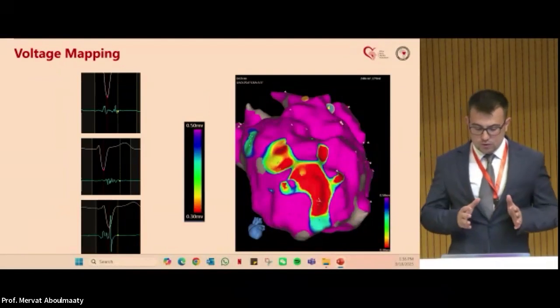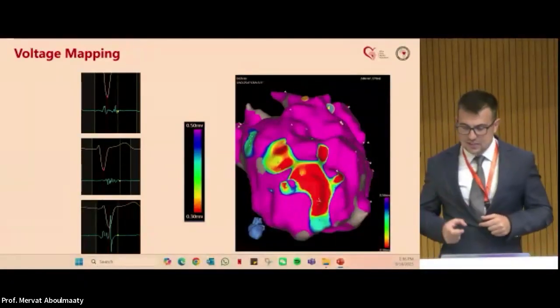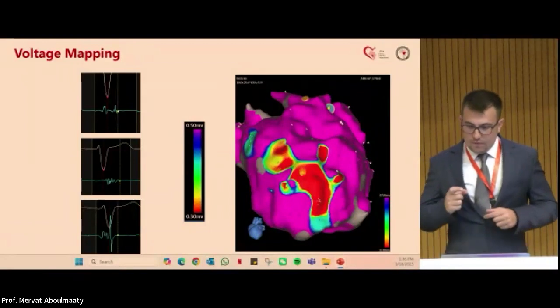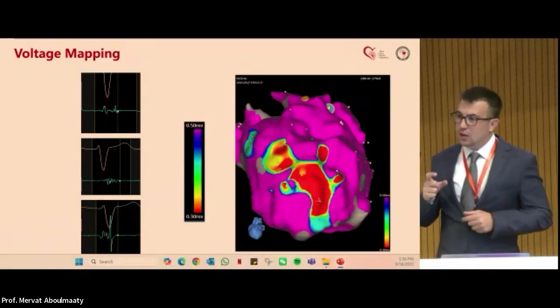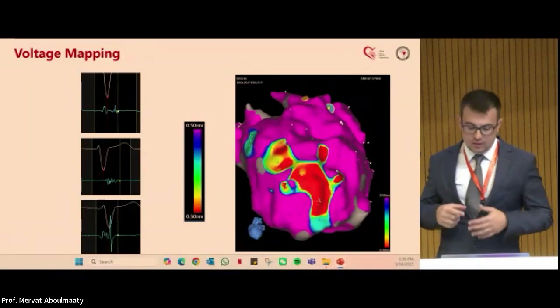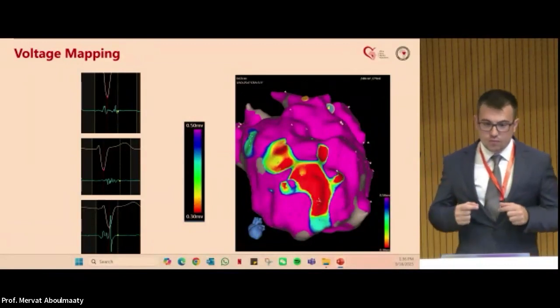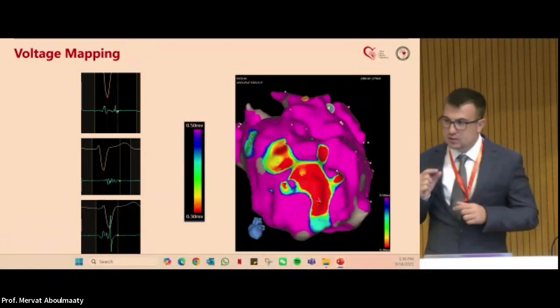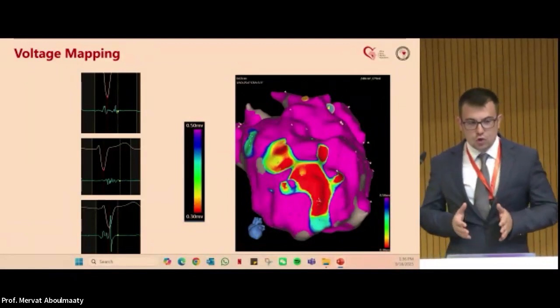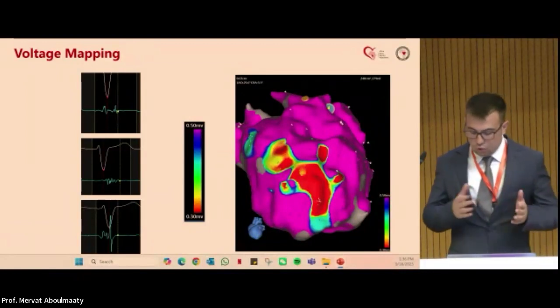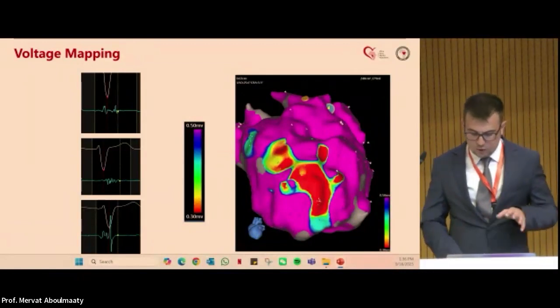Voltage mapping is different. The system checks the strength of the signal. If the signal amplitude is high, we will see purple on the system. This means that the tissue is healthy. But if we don't see a big signal, if the signal amplitude is low, the system will show us red. This means that it can be scar or border zone. This is voltage mapping.